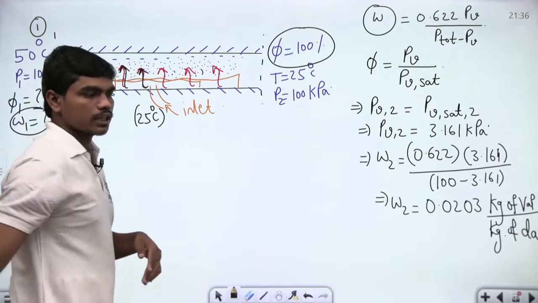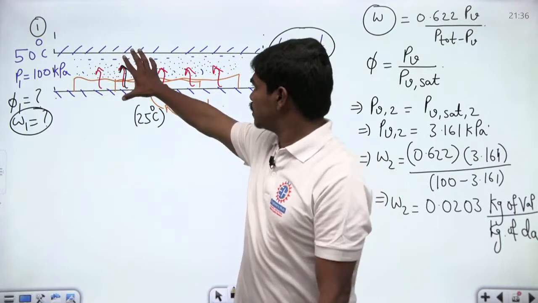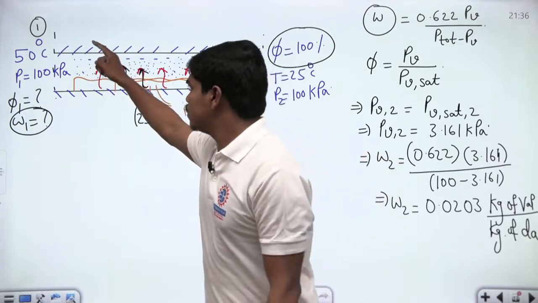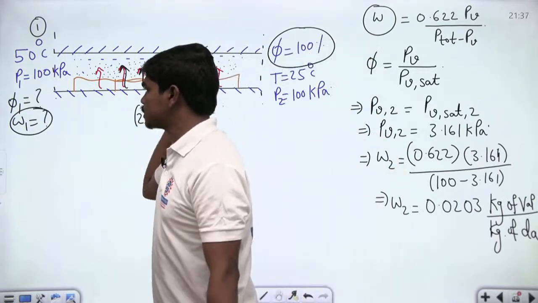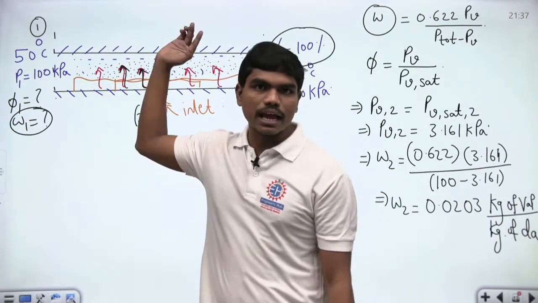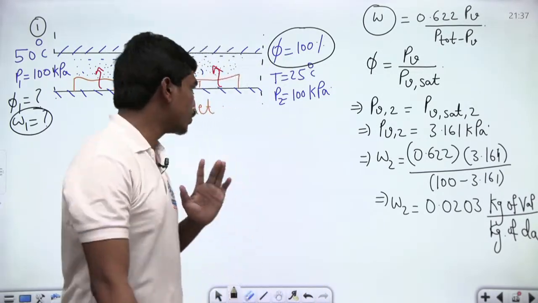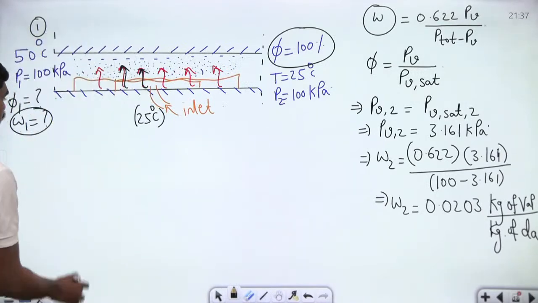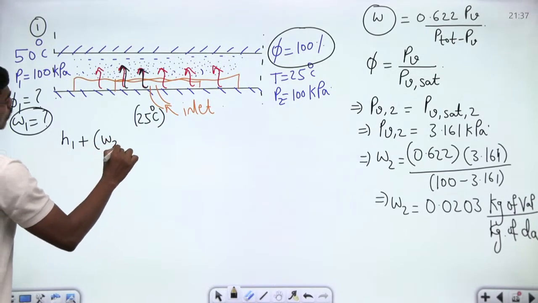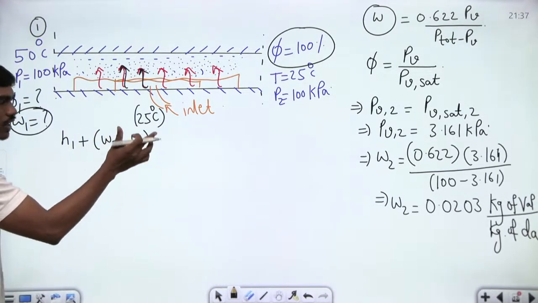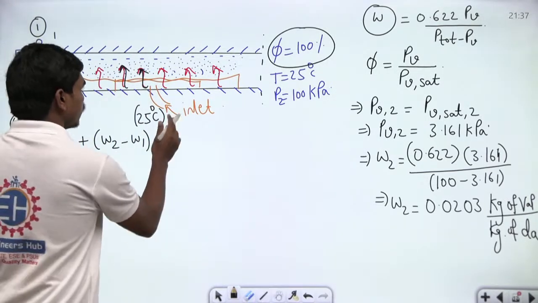Will you agree with me? Yes or no? Look, we are not supplying any air to this chamber. If the chamber is not being supplied with air, then the difference between the water vapor here and at this point is nothing but the mass of the water that is getting evaporated in the saturator. Is that clear? So now, let us write the energy balance. The energy balance is H1 plus omega 2 minus omega 1, because this is the mass of water per kg of dry air that is getting evaporated, into the enthalpy at this point, since this is liquid water.